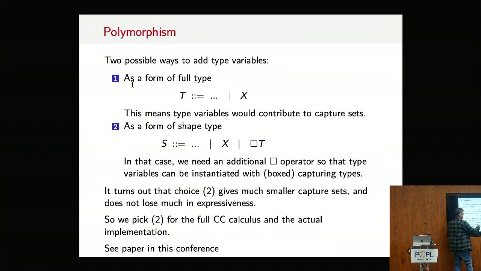So what we do here is we have this box. We say boxes are things that encapsulate things that can capture things and make them pure. So that means type variables can be instantiated with boxed capturing types, and it turns out that this choice gives us much smaller capture sets and doesn't lose much in expressiveness. So we picked that for the capture calculus.